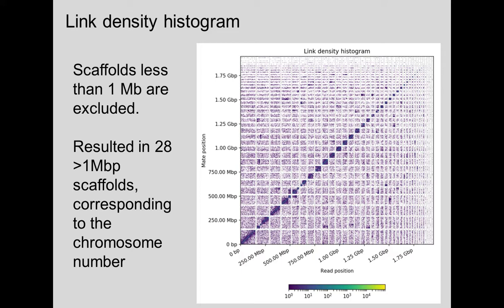So when we looked at these long scaffolds, there were 28 long scaffolds that were over 1 MB. And this number 28 corresponds to the chromosome number, which suggests that we have a chromosome level assembly of the tick genome here.